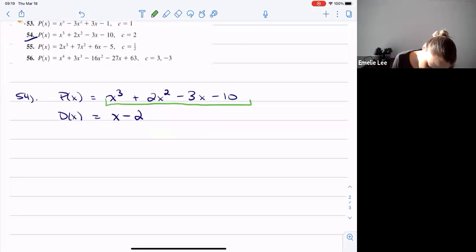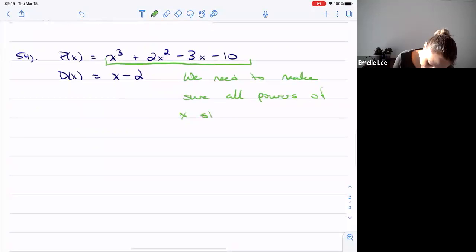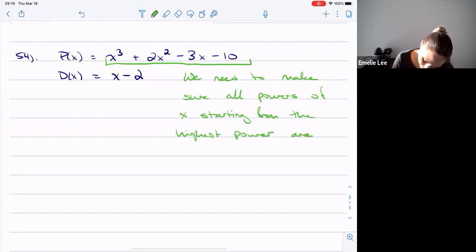So we need to make sure all powers of x, starting from the highest power, are listed in P of x.